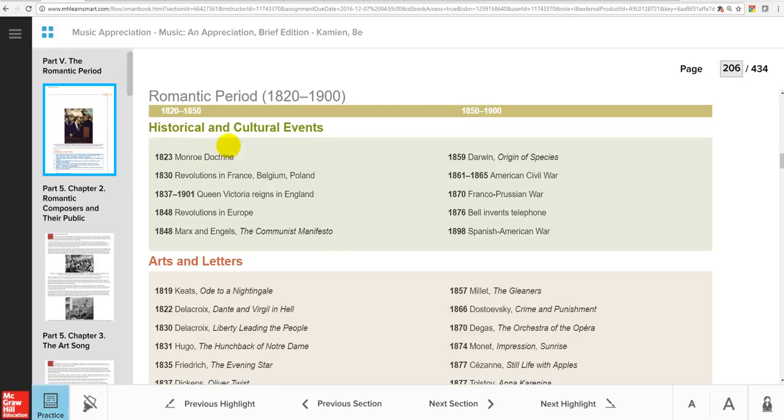Matter of fact, if you look at the timeline of events here, you see that the Monroe Doctrine was established, of course named after President Monroe of the United States. Basically, that was sort of an isolationist doctrine. We decided in America to really not get involved too heavily in colonial European affairs, focusing more on our own infrastructure and so forth. Of course, all that ends at the end of the Romantic period with the Spanish-American War, where we literally go to war with a European power.